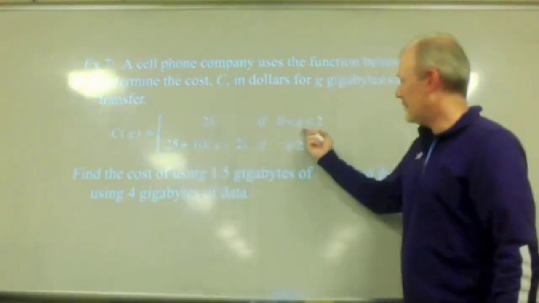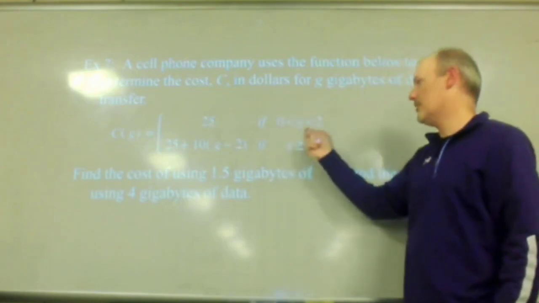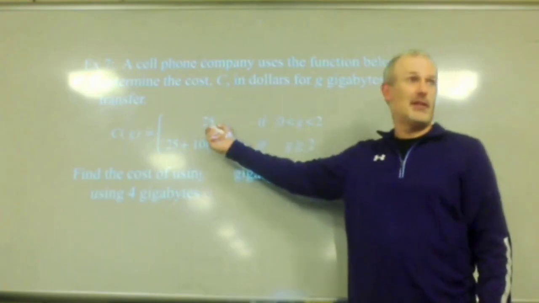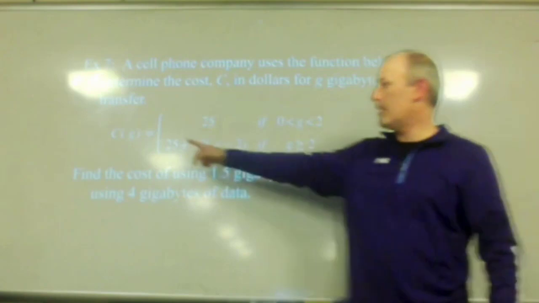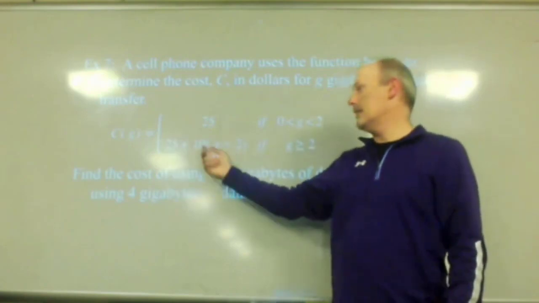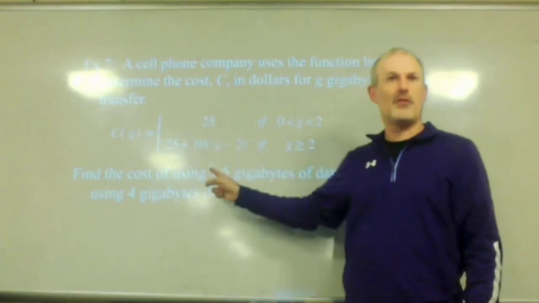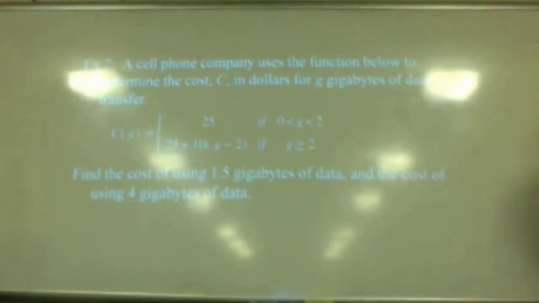So if the number of gigabytes is less than or equal, or less than 2, probably should be less than or equal to, but less than 2, you pay $25 a month. If you use more than that 2, then you pay the $25 per month plus, this is telling you basically $10 per gigabyte that you go over. Okay, so find the cost of using 1.5 gigabytes.